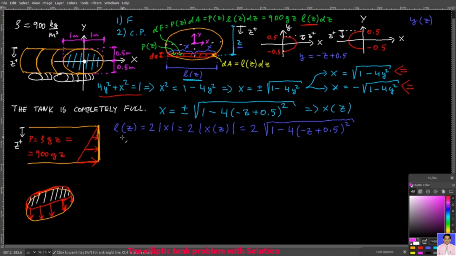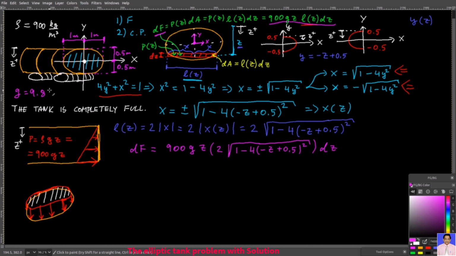And now that we have L as a function of z, we can take this dF function, which in the end was this entire thing, and now we know what our L as a function of z is, so I will have dF equals 900 times g times z, and now instead of L as a function of z, I will have 2 times all this, and times dz. Now remember, this g here is 9.81 meters per second squared.